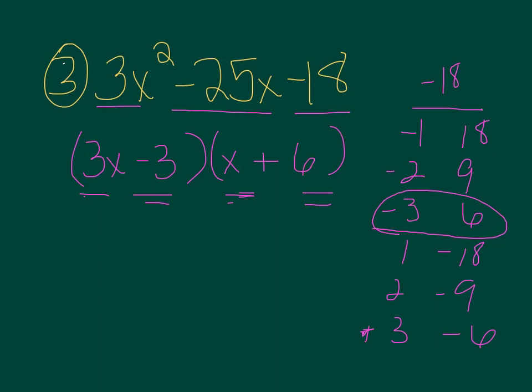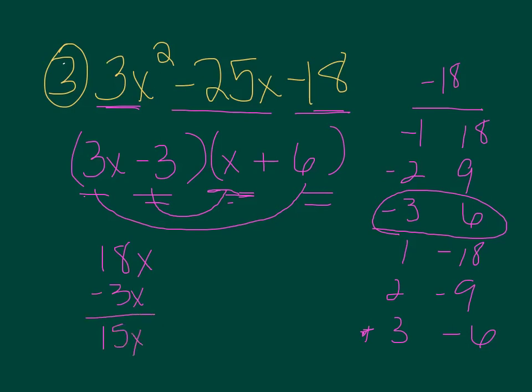All right, we know this term and this term are correct, so I need to check my outsides. So 3x times 6 is 18x. And then negative 3 times x is negative 3x. When I add them, I get 15x. Well, I want negative 25x. So that didn't work. So we need to erase those, and we know this didn't work, so we're going to cross it out. Now we've got to try another one.